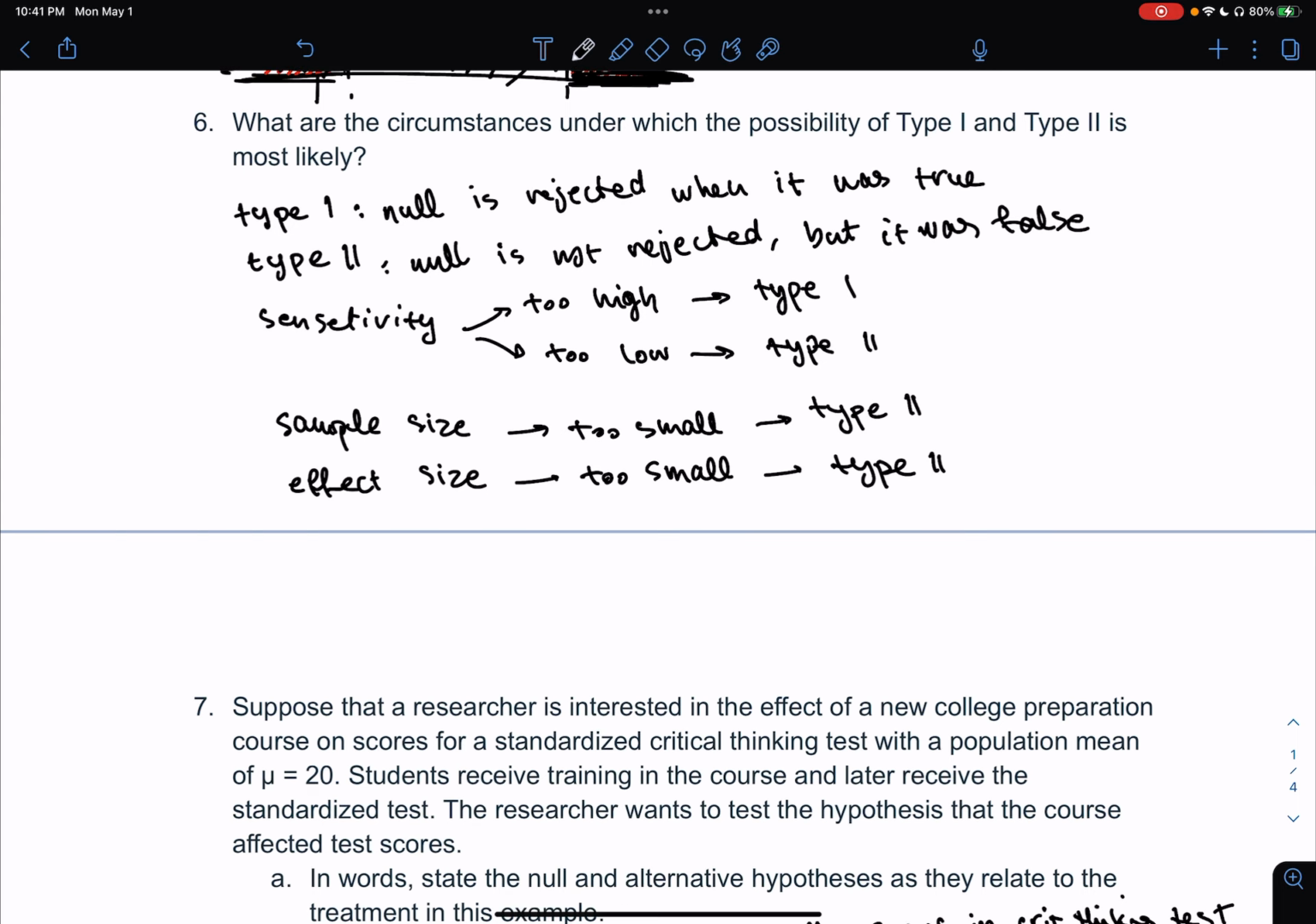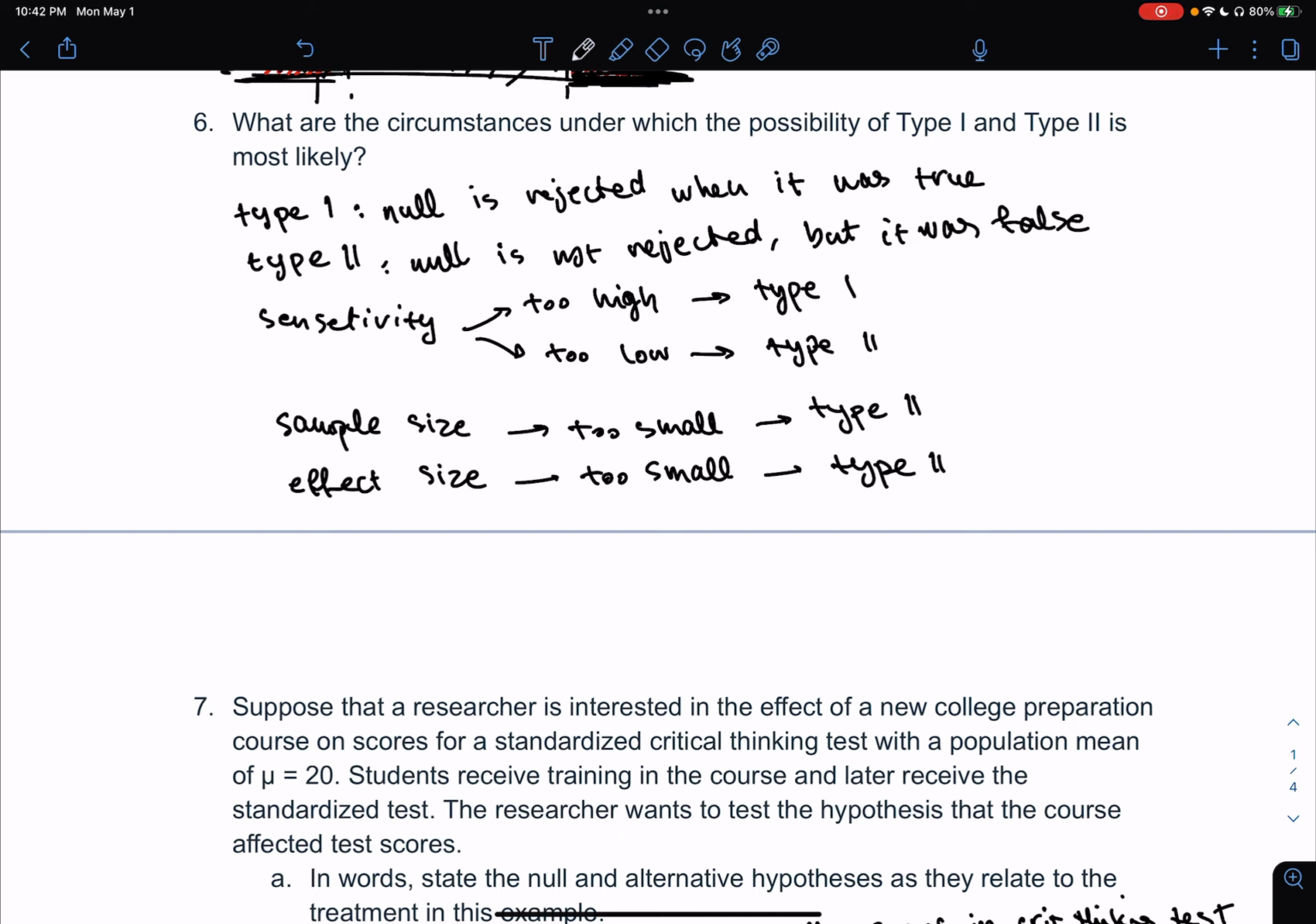Type 1 error is when we have rejected the null hypothesis when it was actually true. So we should have retained the null, but we rejected the null by error. That is type 1 error. And type 2 error is when we have not rejected the null, which is basically we retained the null, but we should have rejected it. So the null was actually false, but we made an error and did not reject it.